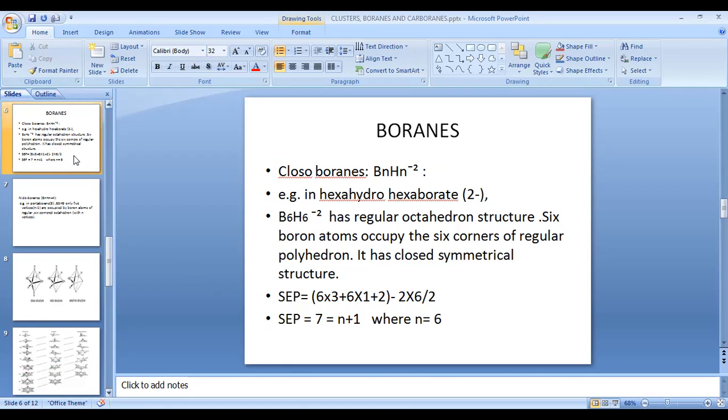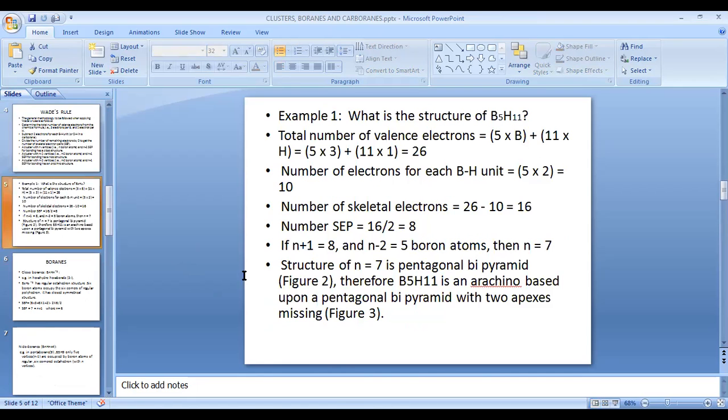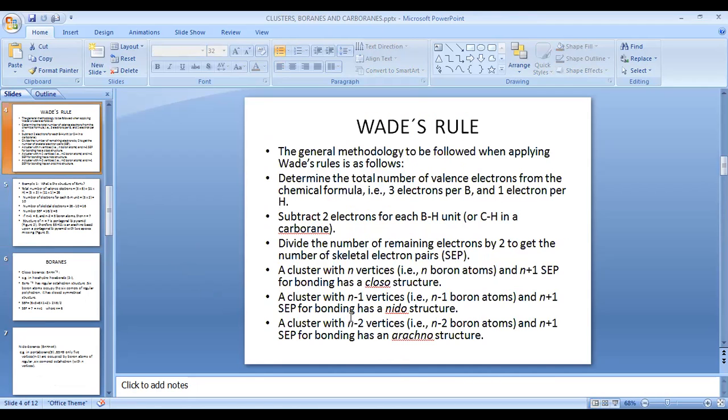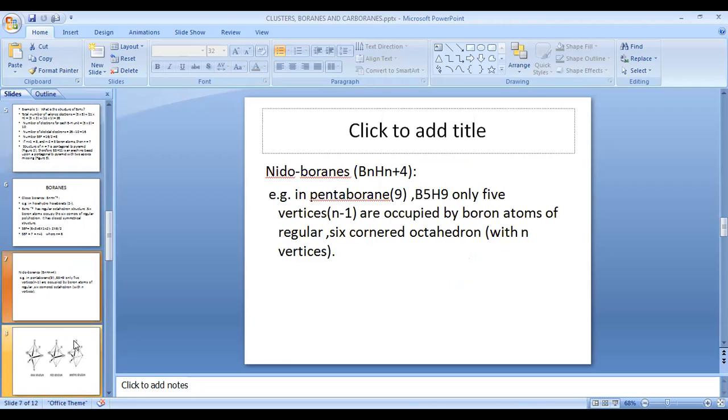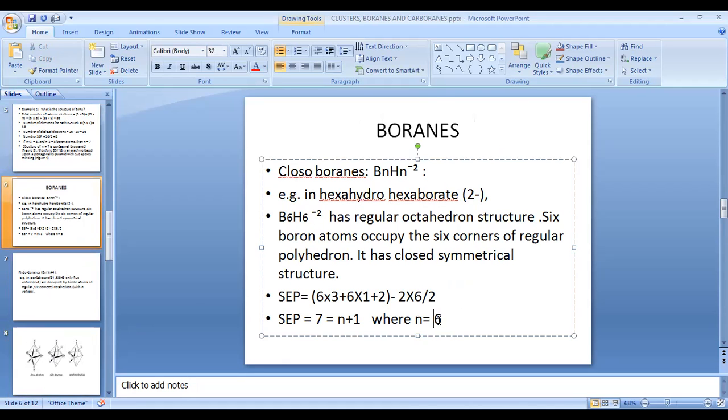According to this formula, if SEP is n plus 1 and the number of vertices is n, then the structure is Closo. What is the structure of this compound? Closo. Why? Because n is equal to the number of vertices, all vertices are occupied by boron. So the shape of that molecule is Closo.